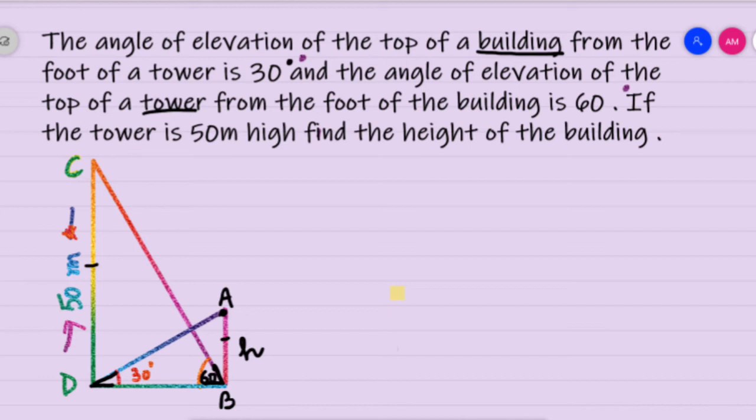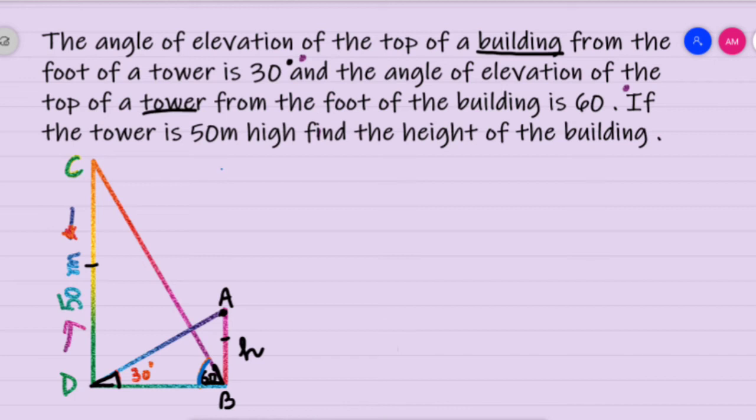So the side in front of 30 degree will be smaller than the side in front of 60 degree. This you have already learned in your previous classes. I don't think you have forgotten this. This you have to keep in mind. The side in front of greater angle will be greater. So, in front of 60 degree lies your tower. Therefore, tower is taller than the building. Okay.